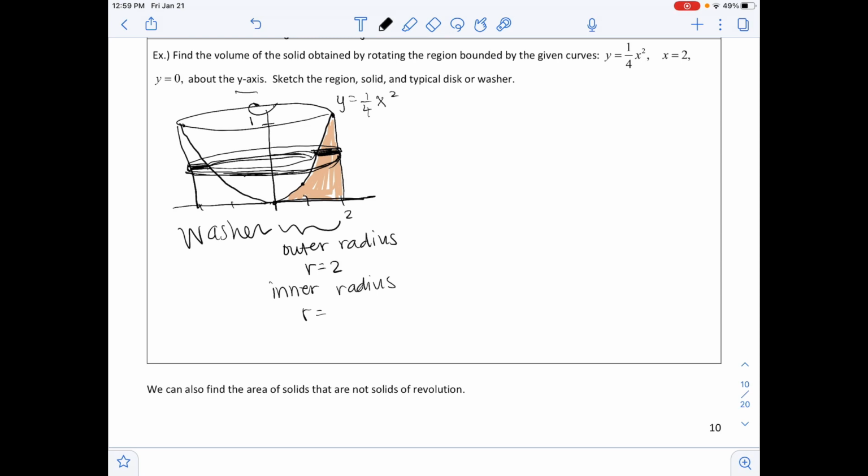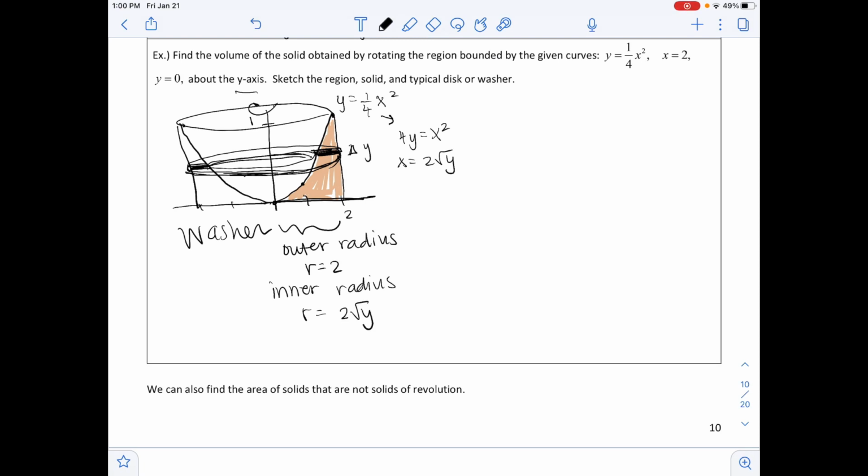Our inner radius changes based upon the graph that we have, which is 1/4 x squared. Since we're dealing with a delta y here, since we're rotating this around the y-axis, I need to make sure that that function is written in terms of y, and right now it's in terms of x. So I can rewrite this as 4y equals x squared. Then taking a square root on both sides, I end up with x is equal to 2 square root y. Simplifying that, square root of 4 is 2. And so my inner radius is going to be defined by this function, 2 times the square root of y.